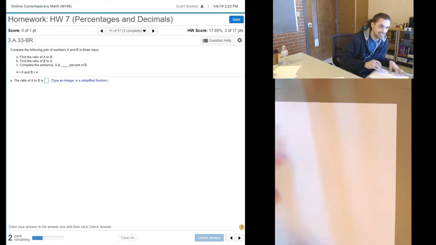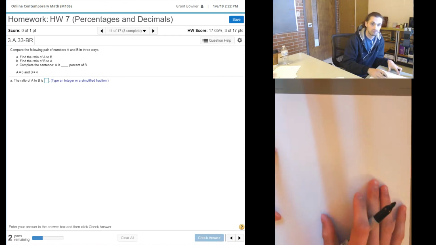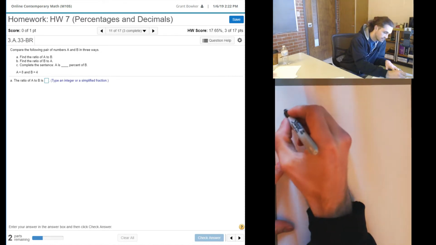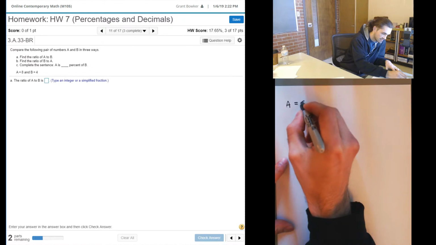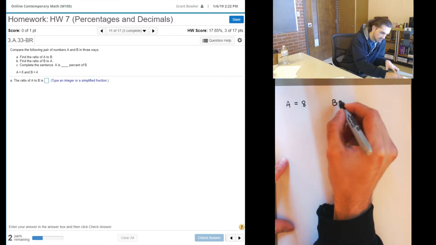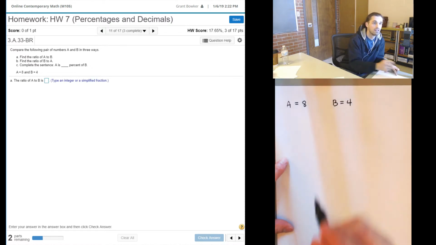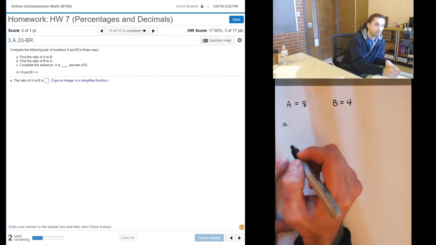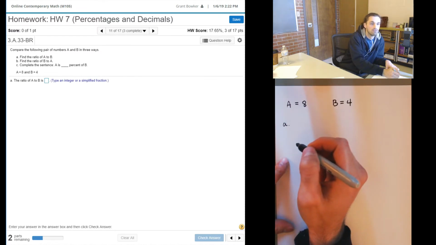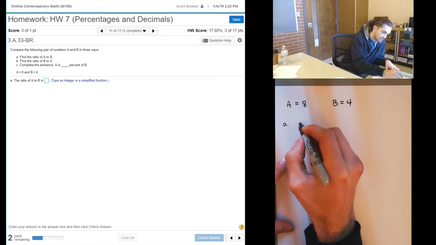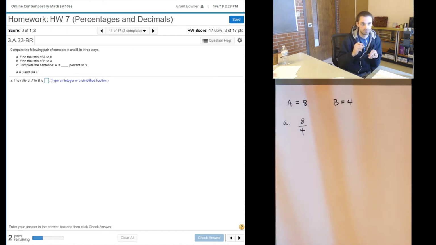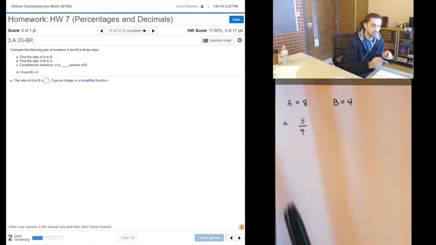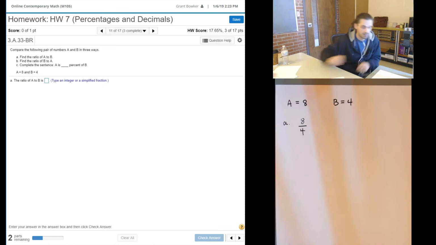So A is 8, B is 4. For part A, we want to find the ratio of A to B. So the ratio of A to B would be 8 over 4. Right, the ratio of A to B says take A divided by B.